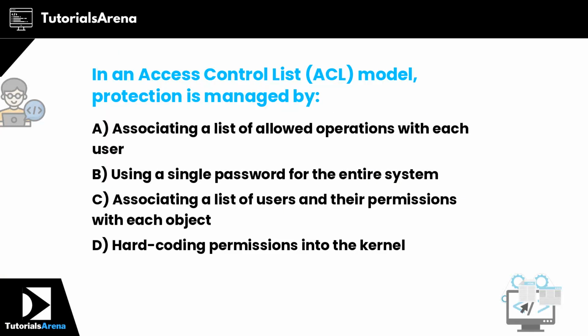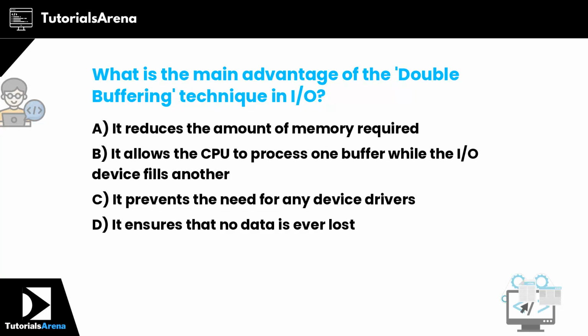In an access control list, ACL, model, protection is managed by. The correct answer is option C, associating a list of users and their permissions with each object. What is the main advantage of the double buffering technique in I/O? The correct answer is option B. It allows the CPU to process one buffer while the I/O device fills another.